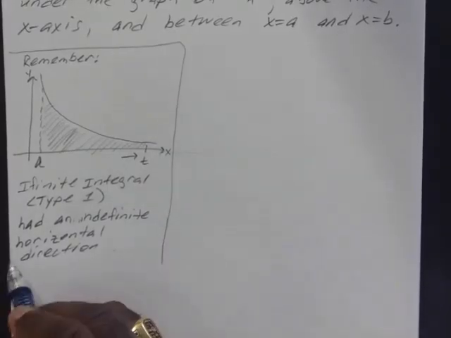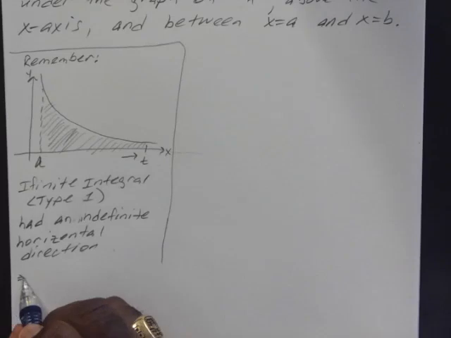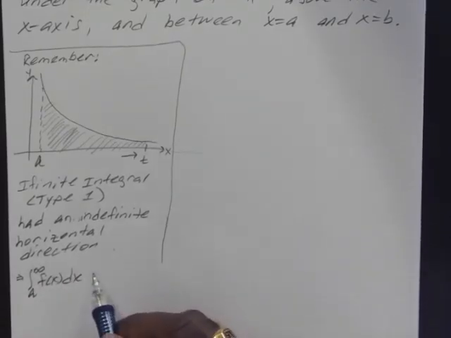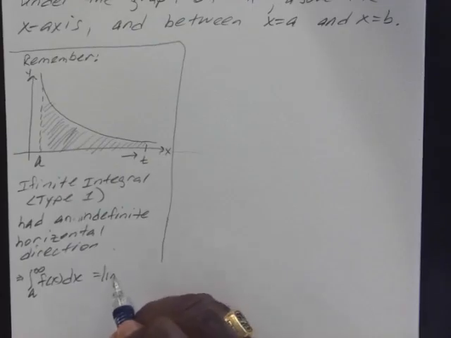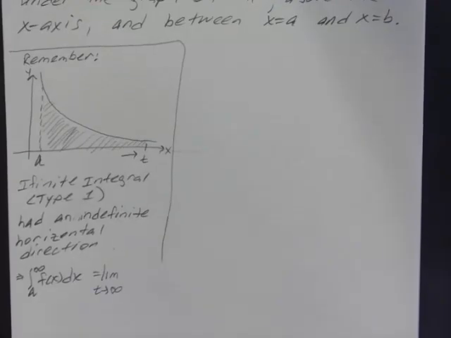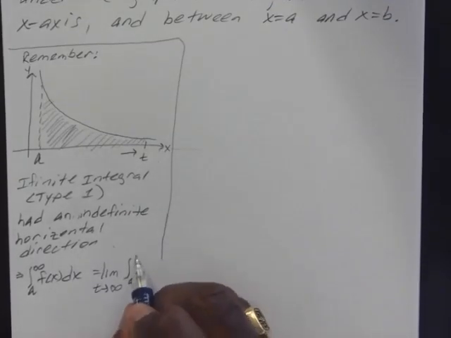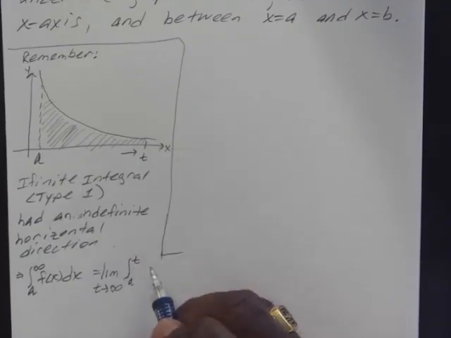And because of that, we knew that if we had our integral from a to infinity of f of x with respect to x, we could rewrite that as the limit as t approaches infinity of the integral from a to t of f of x with respect to x.